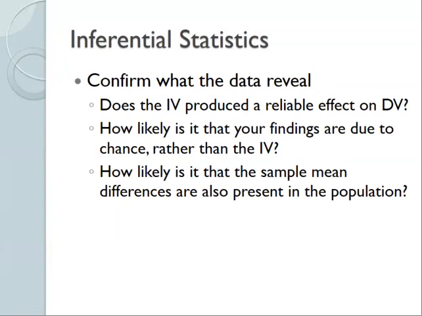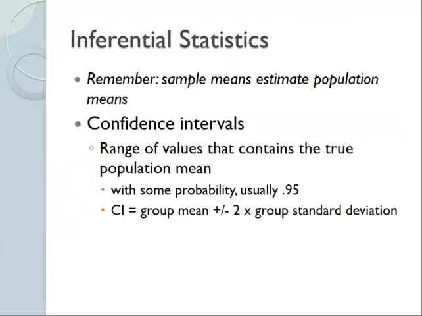So we're asking, does the independent variable produce a reliable effect on the dependent variable? How likely is it that your findings are due to chance rather than the independent variable? And then how likely is it that the sample mean differences are also present in the population? So if you find a difference between your groups in your sample, would you also find the same difference in the population?